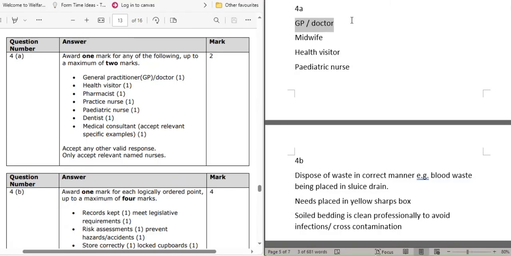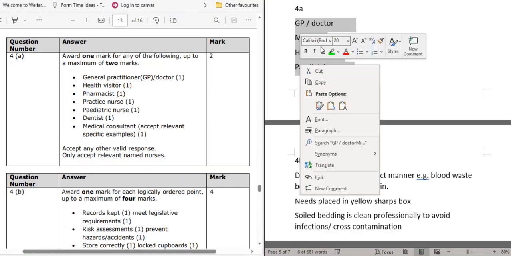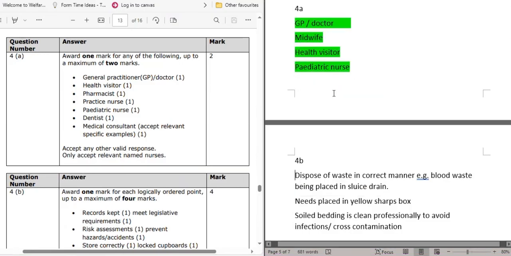Excellent. Only accept relevant named nurses, accept any other valid response. So again, health visitor was on the list. That's the second one there. So all four of those would be correct.